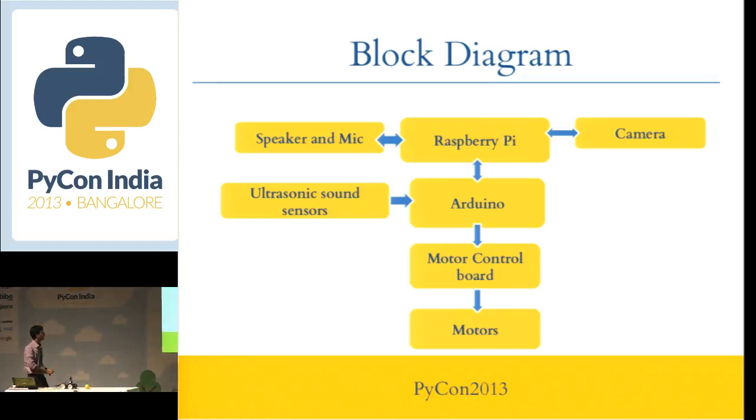This is the block diagram. It has motors. For controlling the motors, there is a motor control board. For controlling the motor control board, there is an Arduino, and all processing is done using a Raspberry Pi. Then there is an ultrasonic sound sensor for obstacle avoidance. Then there is a camera, speaker and mic. I will explain this part. It's very clear to you, but again I will.